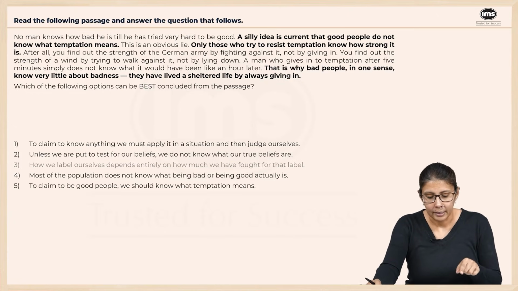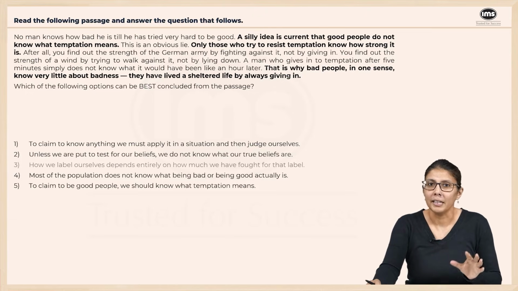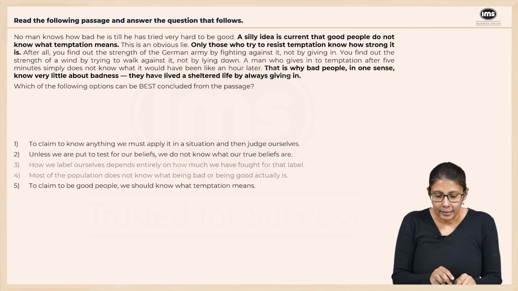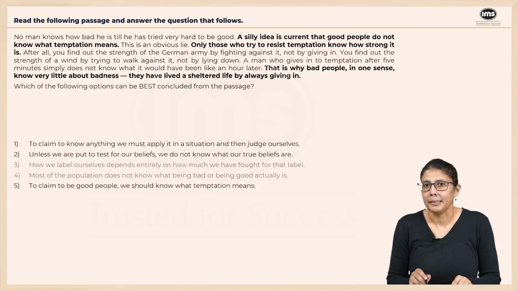The fourth one says, most of the population does not know. So the moment it says most of the population, it's trying to quantify, but we don't really know what percentage of the population knows or does not know. So let's eliminate 4.